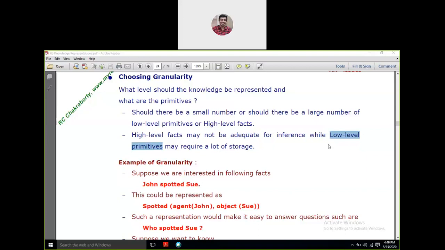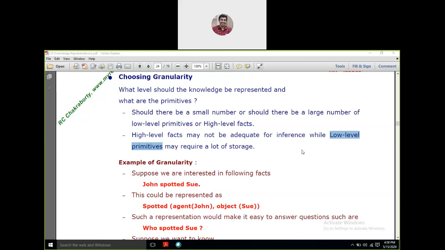So this whole idea gives us an impression that we should choose the level of granularity with a certain amount of, what should I say, a bottleneck, right? What should be the level of fineness or the granular structure that should be there? For that, we have a very good example here, like John spotted Sue, right?